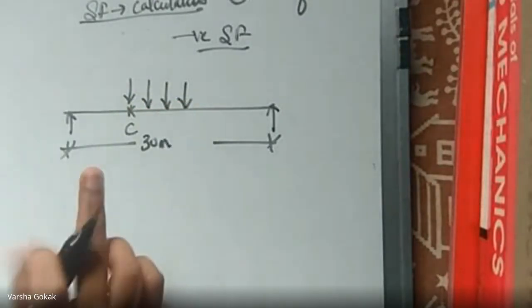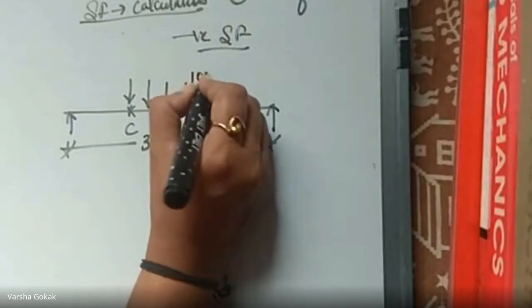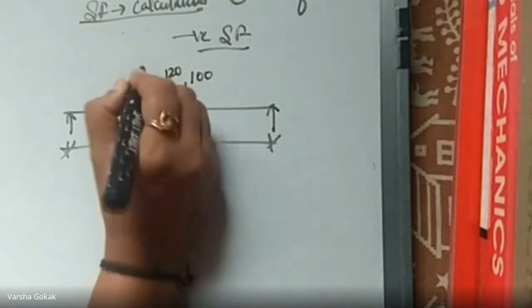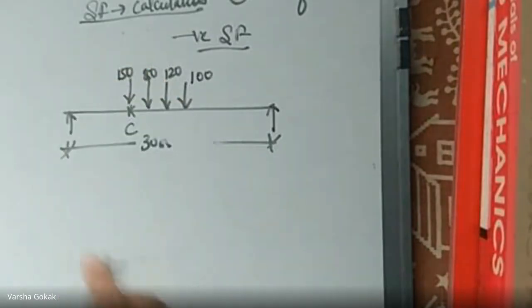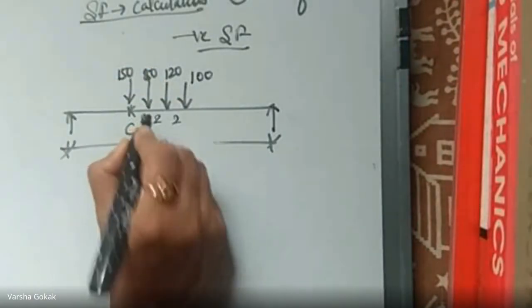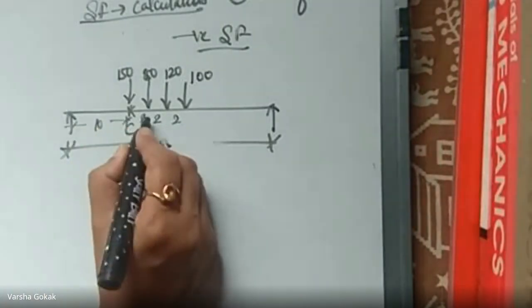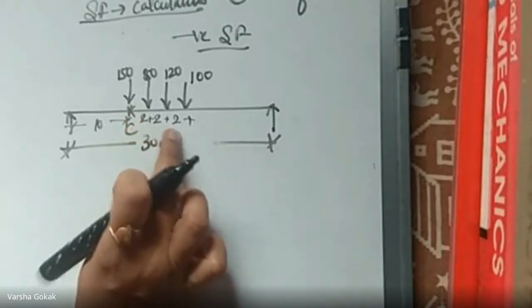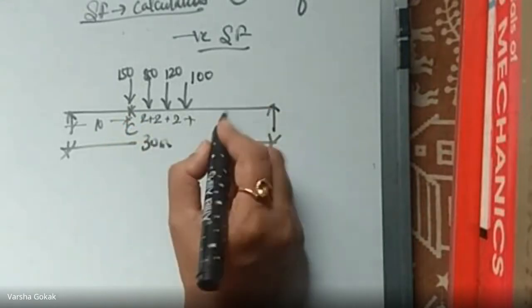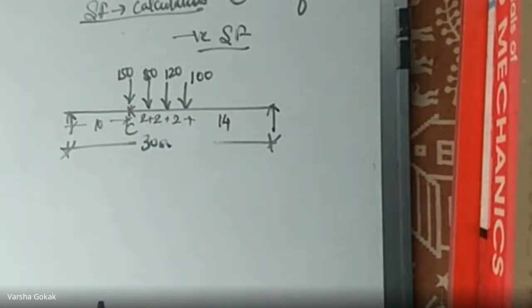Okay, keep this in mind. Here the last load is coming now. So first load was 100 kilonewton. This was 120, this is 80, and this was 150. So 2 meters each. This is 10 meters because we know C point is at 10 meters. These are 2 meters each. So this is 2, 4, 6. What is the remainder? 20 minus 6 is 14.